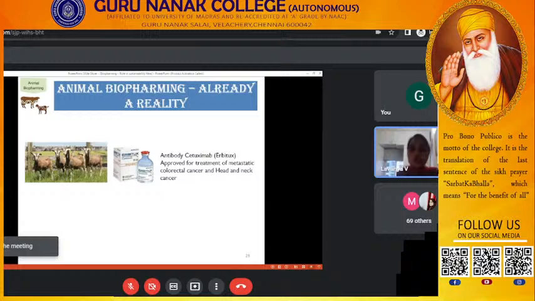Most importantly, the antibody cetuximab, which is sold under the commercial name Erbitux, was approved for the treatment of metastatic colorectal cancer and also head and neck cancer. Here metastatic refers to the fact that the cancer is not confined to any specific organ or tissue. So it is rapidly spreading. This itself makes this drug more efficient, so it is used in the treatment of metastatic cancers. And this particular drug was also produced using transgenic goats.